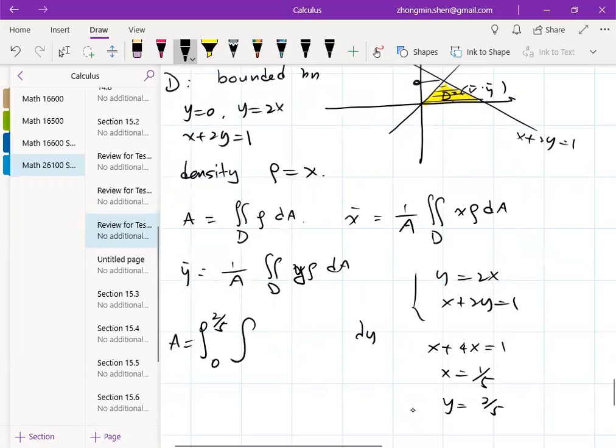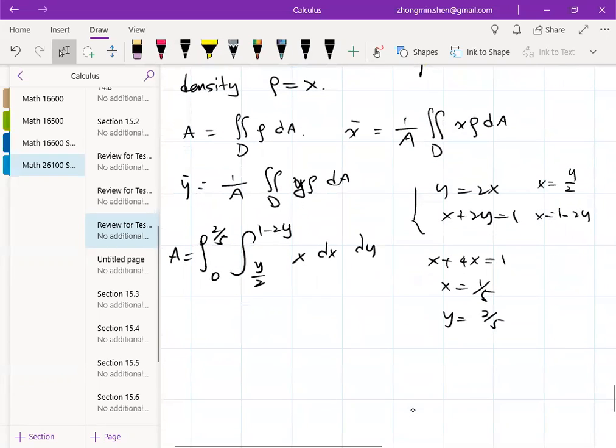Then the question is, what is x? You have to solve for x, right? For the fixed y, x is going to be half of y here. x is going to be 1 minus 2y. So you begin with half of y, and because it's from the left to the right, then here's 1 minus 2y. Then in this integral, the density function is x. So that's why you have dx. Okay? And then the antiderivative of x will be half of x squared.